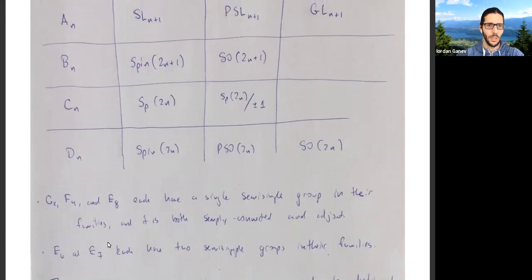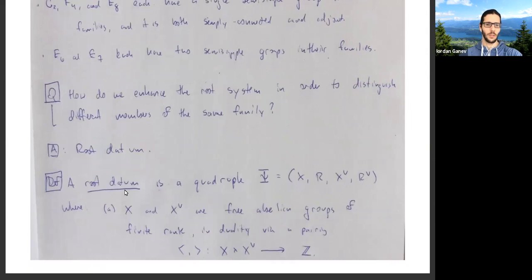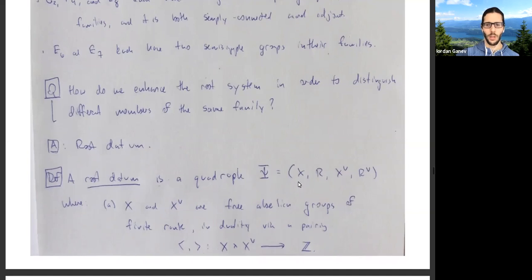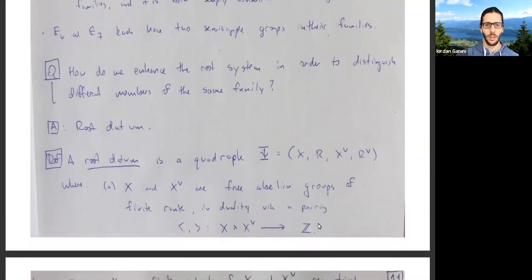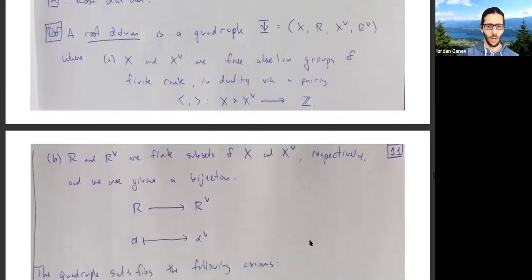So the root system tells us which member of a family a given reductive group is, but it doesn't distinguish different reductive groups within the same family. In order to get a more refined invariant that lets us distinguish different reductive groups, we need to use the root datum. The root datum is a certain quadruple where X and X check are free abelian groups in a duality pairing, and R and R check are finite subsets that are in bijection and satisfy a certain property.